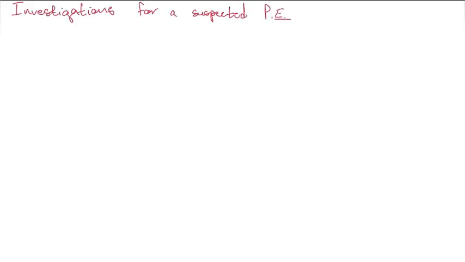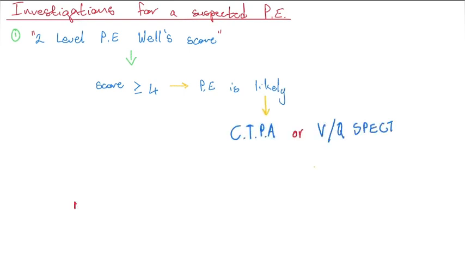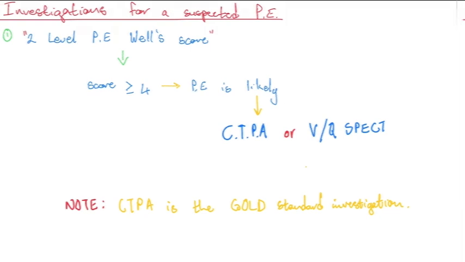Usually, the first step in the assessment would be a 2-level PE Wells score, where a score of greater than or equal to 4 indicates a likelihood that the patient has a PE. The criteria used to calculate the Wells score is provided in the NICE guidelines. If a PE is highly likely, then a computed tomography pulmonary angiogram (CTPA) may be ordered, or a ventilation perfusion scan may be carried out if a CTPA is contraindicated. Note that a CTPA is the gold standard investigation.